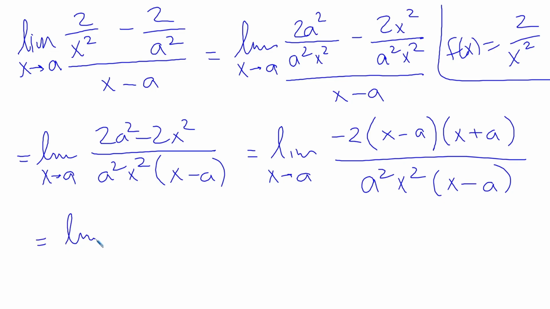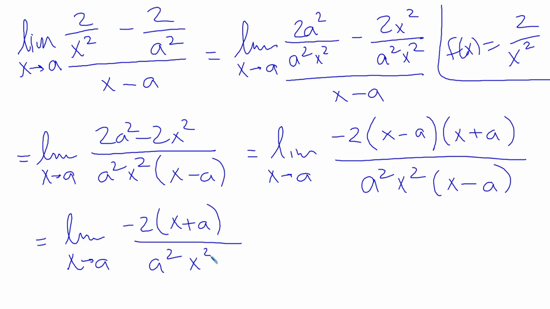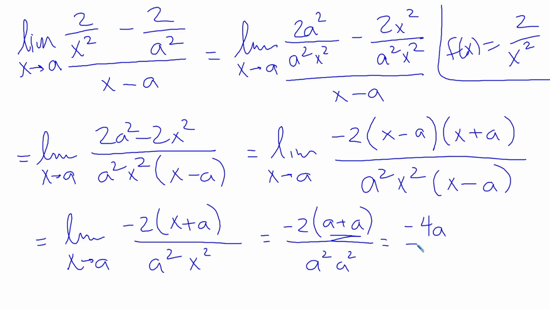So we'll have the limit as x approaches a of negative 2 times x plus a over a squared x squared. And as x goes to a, we end up with negative 2 times a plus a over a squared times a squared. Well, a plus a right here is just 2a, so negative 2 times 2a would be negative 4a. A squared times a squared will be a to the 4th, and it becomes negative 4 over a cubed.